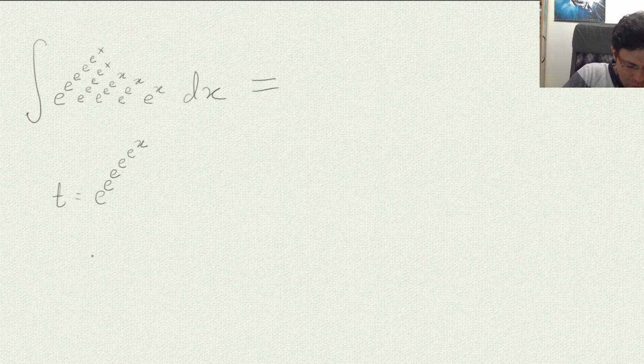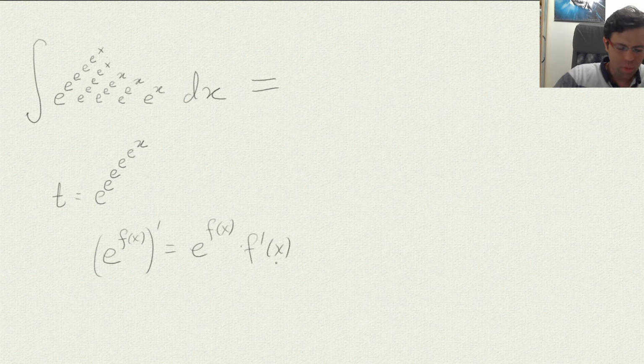And the only thing that we really need in order to solve this integral is to know that whenever we have e to the power of f(x), then the derivative of this is the same e to the power of f(x) times the derivative of f(x), right? So now if we were to compute dt, then when we differentiate this, dt is going to be all this expression that we have over here.